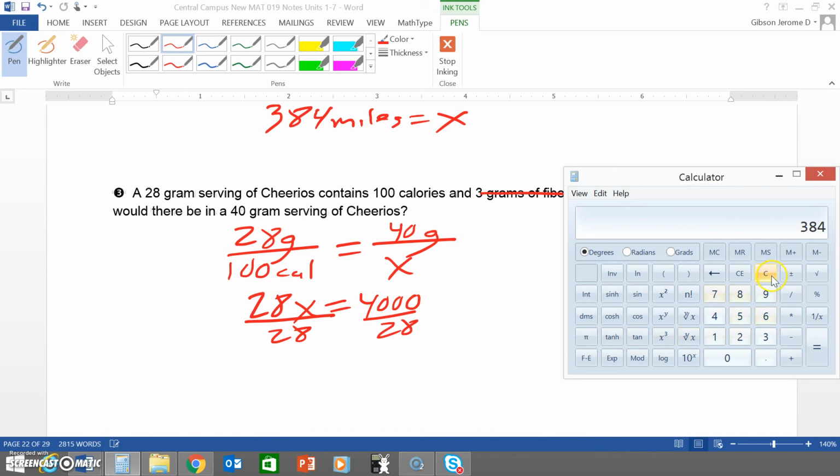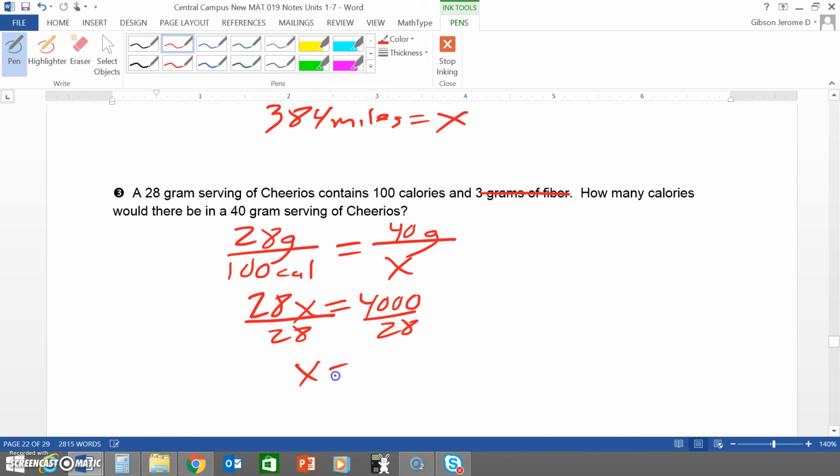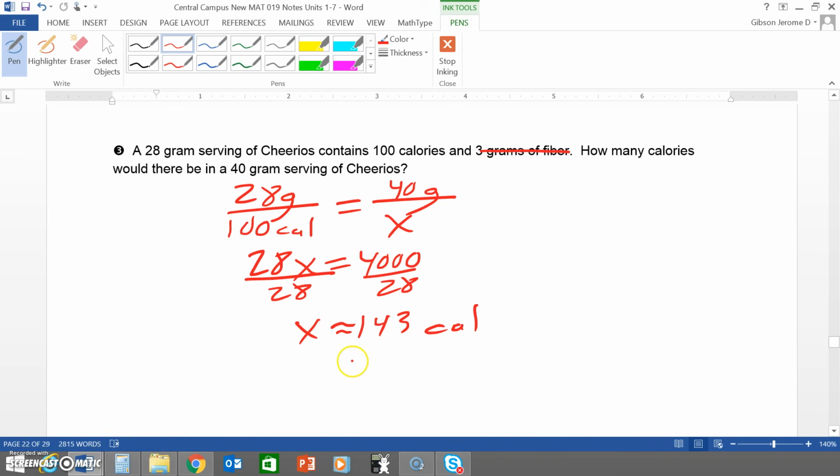We know it's 4,000. We divide each side by 28. And we would take 4,000 divided by 28. And that gives us 142. We'll round this to 143. So it'd be x is equal to 143 calories. And as a matter of fact, we need to change this to the squiggly lines to indicate that it's an approximation. So it's approximately 143 calories for every 40 grams. And we are done.